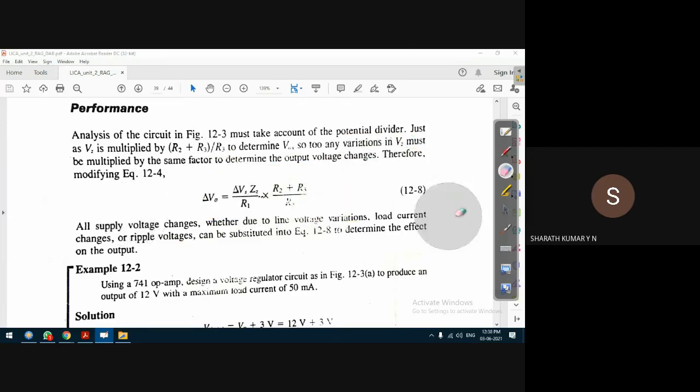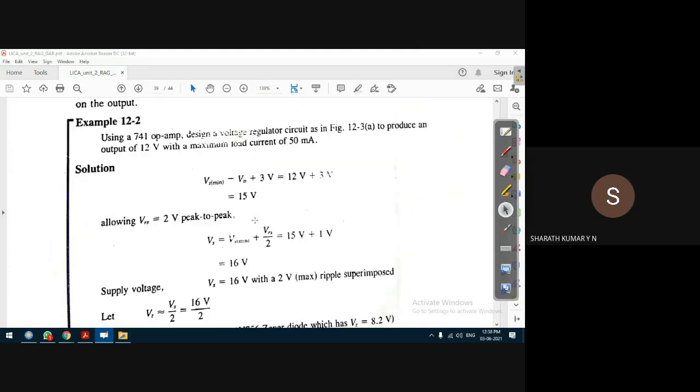In the earlier regulation calculations, I think there's a numerical problem. Design a voltage regulator to produce an output voltage of 12 volts with a maximum load. Modify the earlier problem to 12 volts, with a maximum load current IL max of 50 milliamperes.